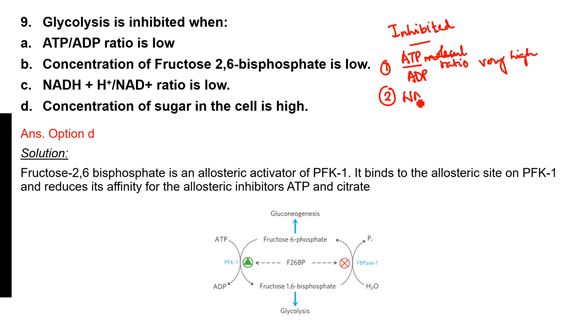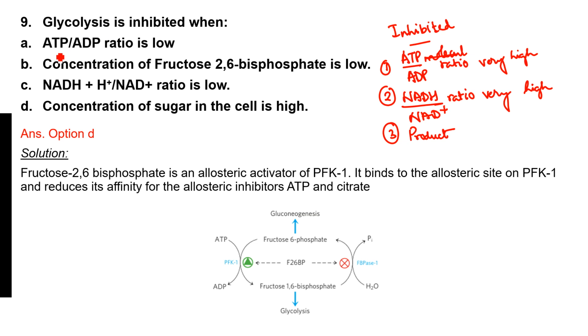Then second, if the NADH by NAD plus ratio is also very high, then glycolysis will be inhibited. And third, if the product that is formed, like glucose 6 phosphate, will inhibit the hexokinase enzyme. So these are the general points by which glycolysis will be inhibited.